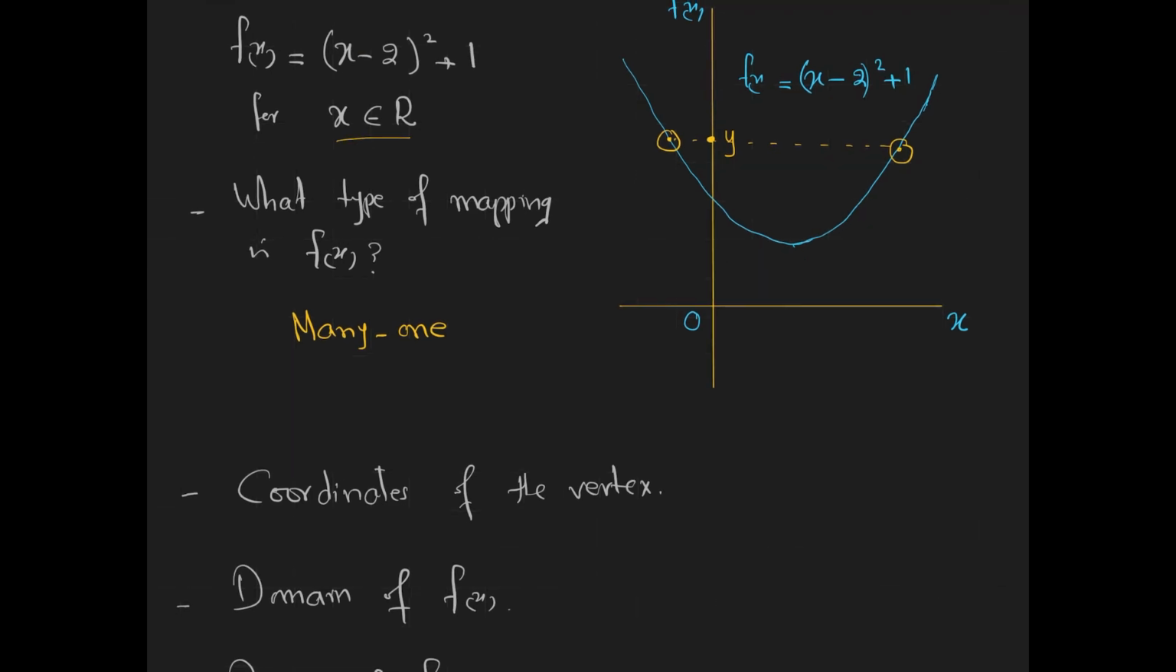Secondly, it said to work out the coordinates of the vertex. So here we have the vertex, and the function is already written in the completed square form. f(x) is equal to (x minus 2) whole squared plus 1, and from here we can get x is equal to 2 and y is equal to 1. So this is the x value and this is the y value of the vertex. So 2 and 1, these are the coordinates of the vertex.